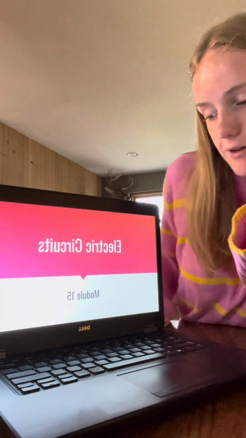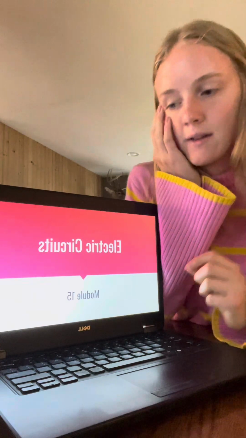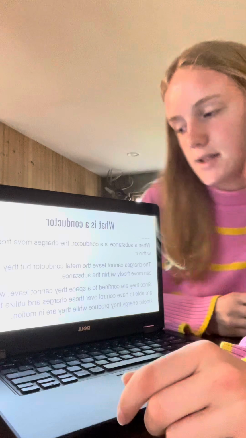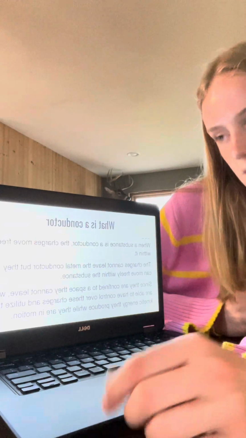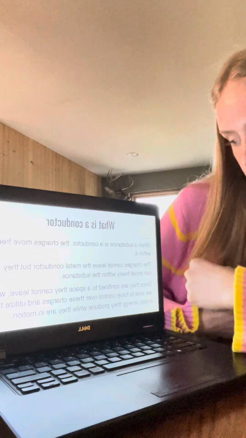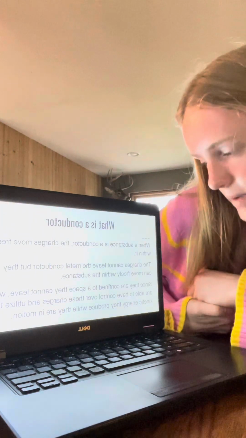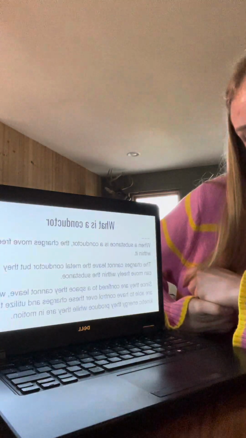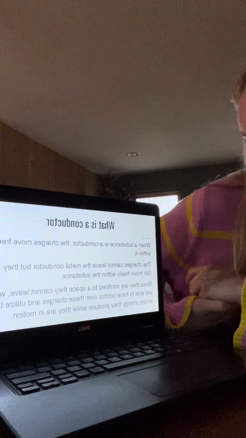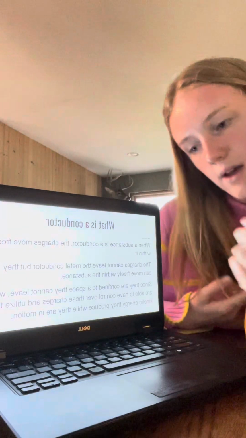So I had module 15 and that was on electric circuits. When a substance is a conductor, the charges move freely within it. The charges cannot leave the conductor, but they are free to move. And since they are confined to a space they cannot leave, we are able to have control over these charges and utilize the kinetic energy they produce while they are in motion.